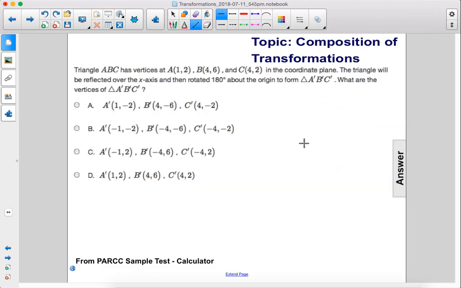Triangle ABC has vertices at (1, 2), (4, 6), and (4, 2) in the coordinate plane. The triangle will be reflected over the x-axis and then rotated 180 degrees about the origin to form triangle A prime, B prime, C prime. What are the vertices of triangle A prime, B prime, C prime?